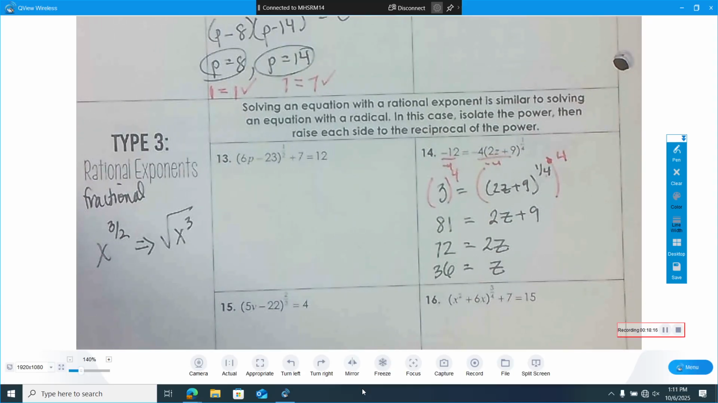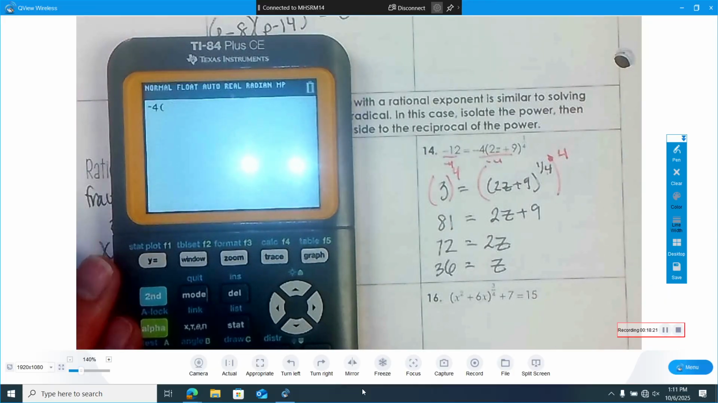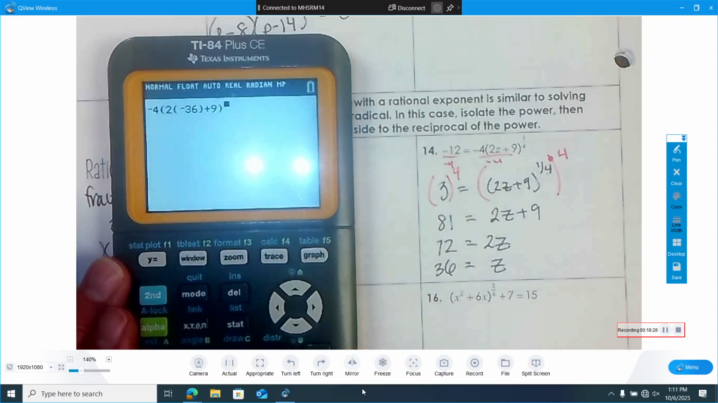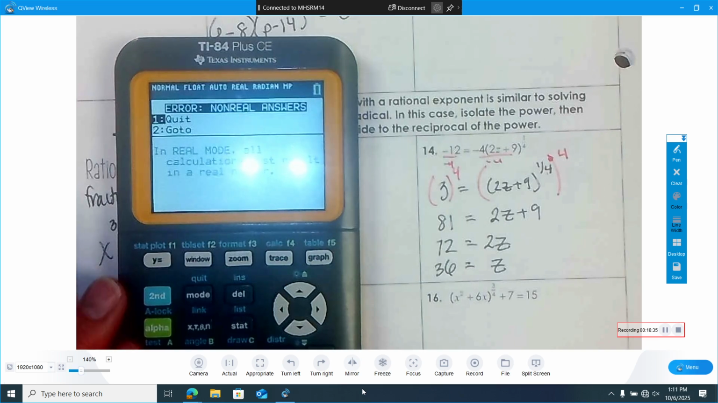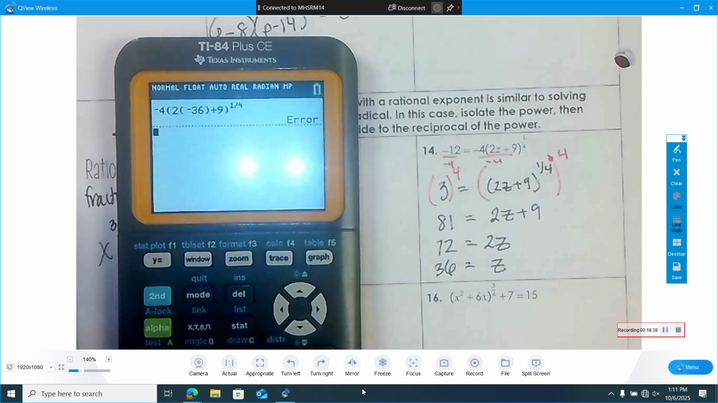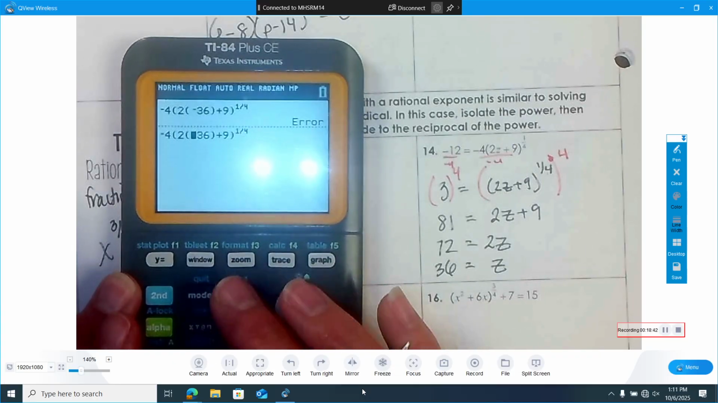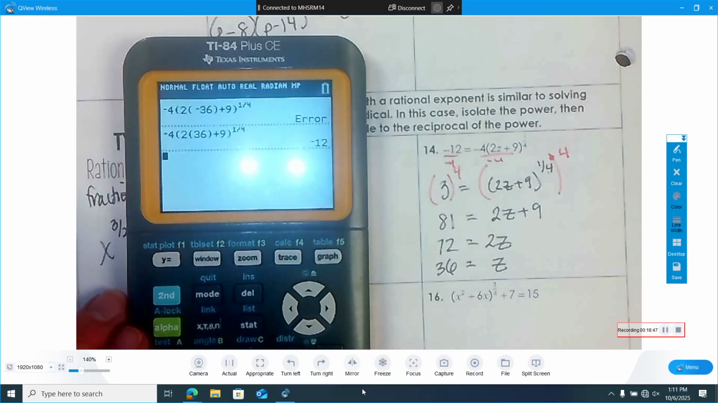And I can do a real quick check again. Back into my original equation, -4, parentheses 2 times 36 plus 9, parentheses, to the 1/4 power. So I put the whole thing just as it is there. Oh, it doesn't like that. I put a negative, surely. That is a problem there. Definitely don't want that. Thank you. And it balances. There we go. How about that? So that one checks out just fine.